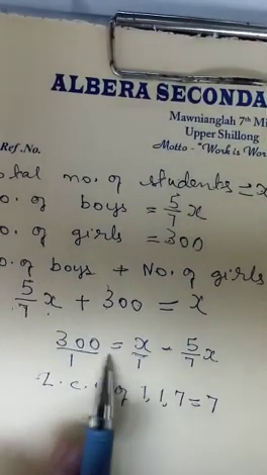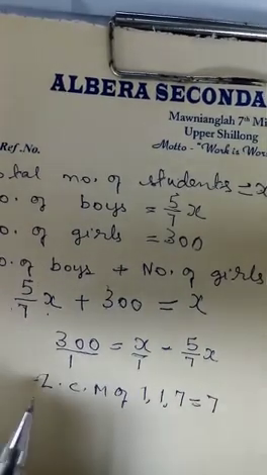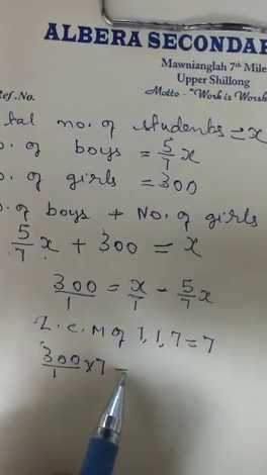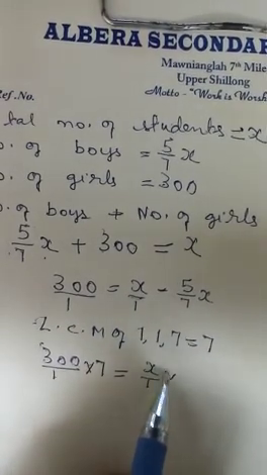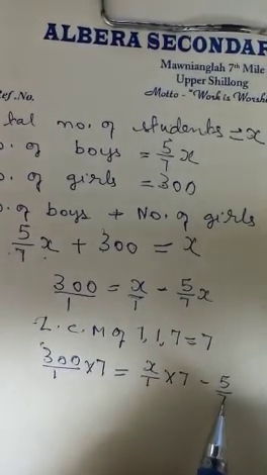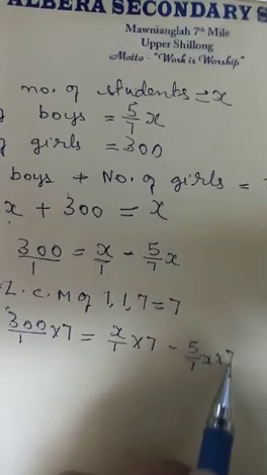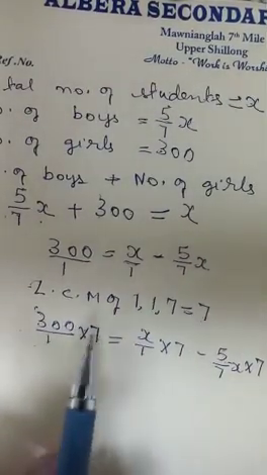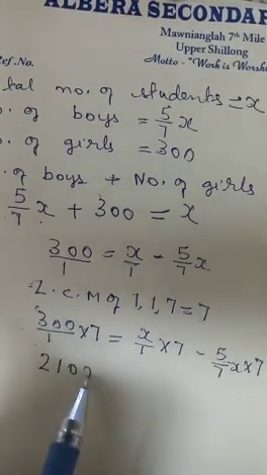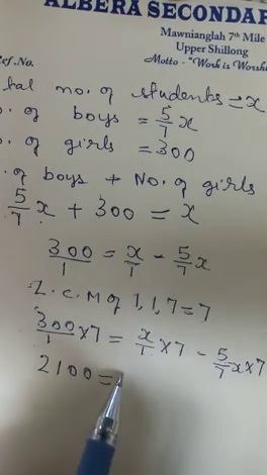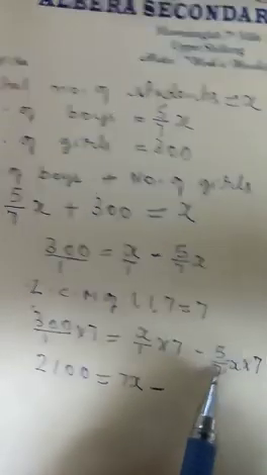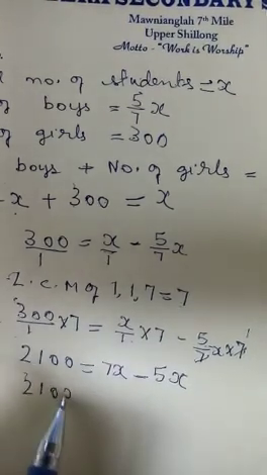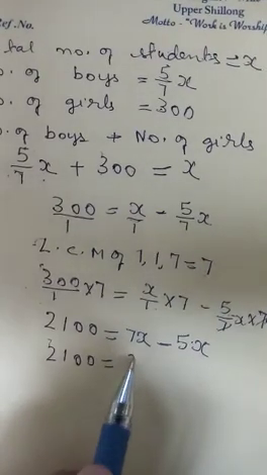Since we have both sides here, we will multiply all this by 7 separately. So 300 by 1 into 7, since we have equal, we can do that, no problem. Multiply both sides: 7 minus 5/7 X into 7. Remember, the 7 comes from the LCM, and the rest are from the question. So 7 into 300, we have 2100. Then 7 into X, 7X. Minus 7 divide 7, we get 1, 1 into 5, we get 5. So 2100 equals 7X minus 5X, which is 2X.